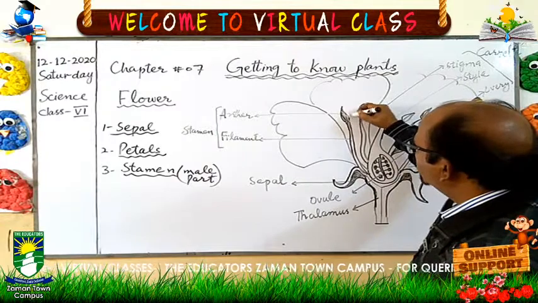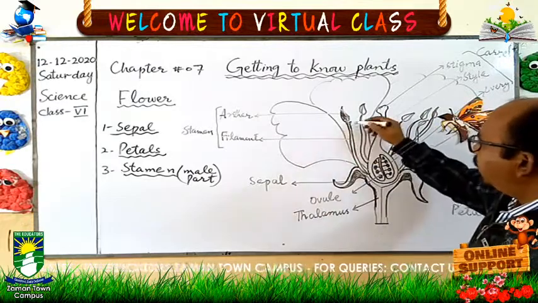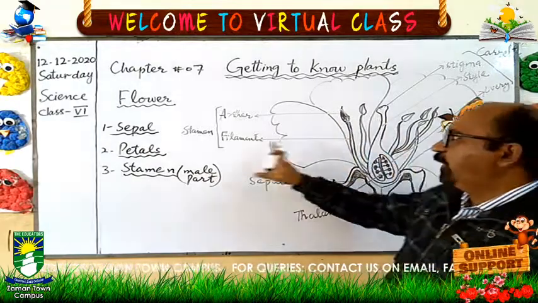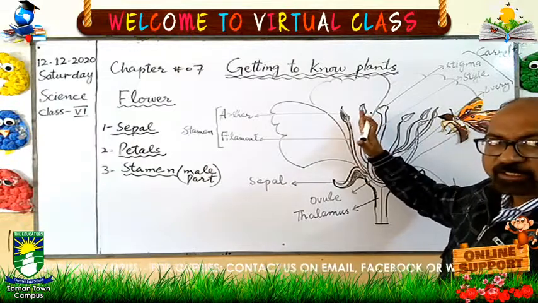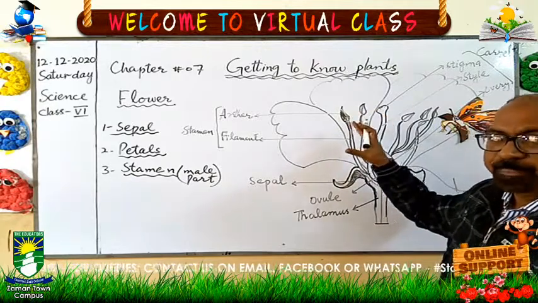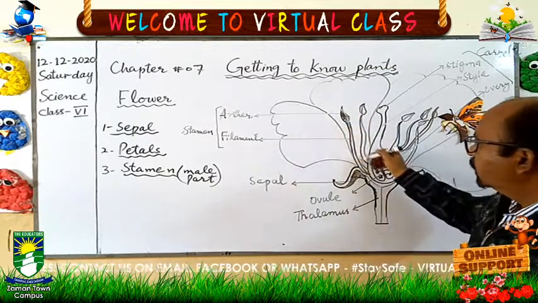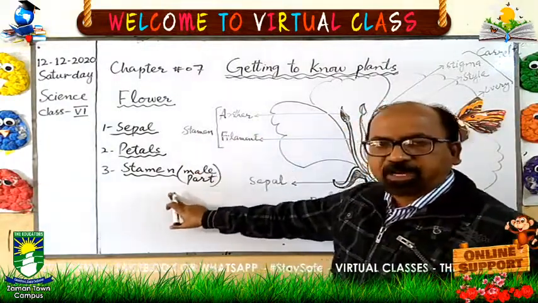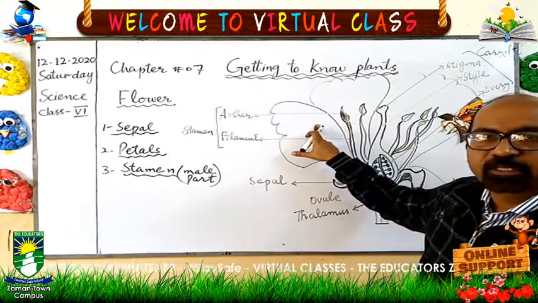This portion is called the anther, and in the anther pollen grains are present. This thin stalk or thread-like structure is called the filament, and filaments keep the anther erect in the flower, so the pollen grains are easily touched by the legs of the insects due to the filament's erection. So stamen is the third part of the flower, and it plays an important part in reproduction.